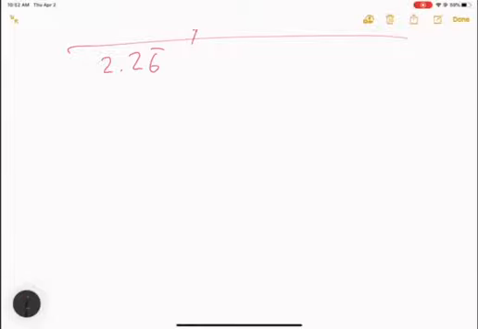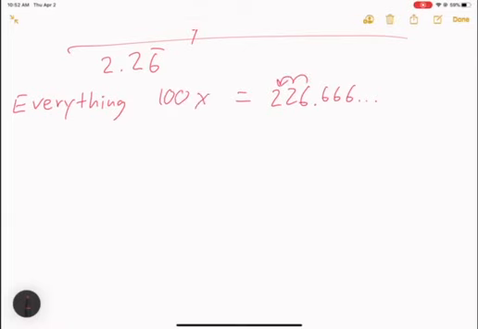First thing, so 3 steps. We're going to make everything to the left of the decimal. So 226, 226. Don't forget to make your 6 repeat. I had to move my 2 from here to there, so that's 100 times x, whatever my number is. X is going to be my number in fraction form when I'm done.